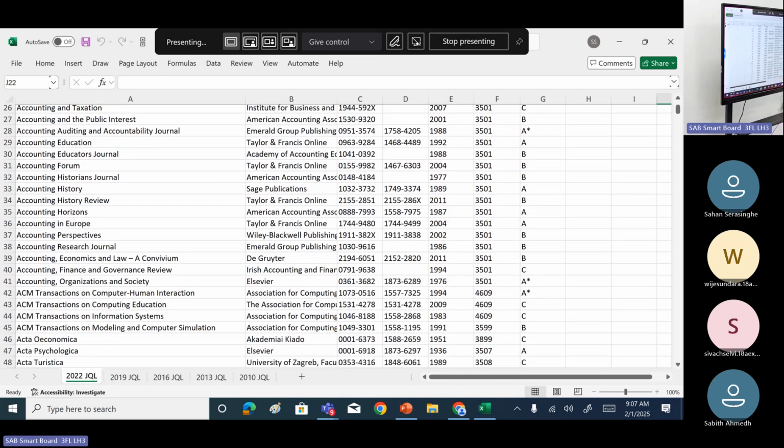See here, you can identify there are a lot of accounting journals and finance journals. So what you can do is copy one journal here. Just copy one journal. How can you find the emerging research topics?